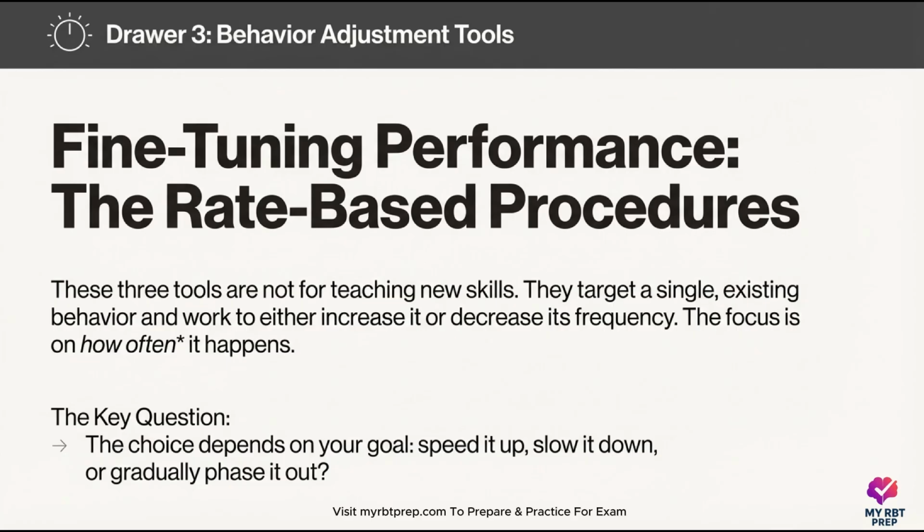So before we pull a tool from this drawer, look at the bottom section and answer the key question. What is your strategic goal? Do we need to speed the behavior up to build fluency? Do we need to slow it down to make it socially acceptable? Or do we need to gradually phase it out entirely? The direction of the change dictates the procedure we choose.